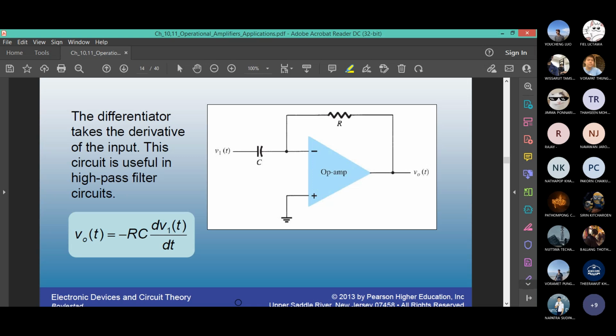This one is used in a high pass filter circuit. Filter circuits are taught at the end of this chapter. What's a high pass filter? The low frequencies will not pass through, but once you reach the lower cutoff frequency, then the high frequency will start showing up and you will have the output. This is a high pass filter.